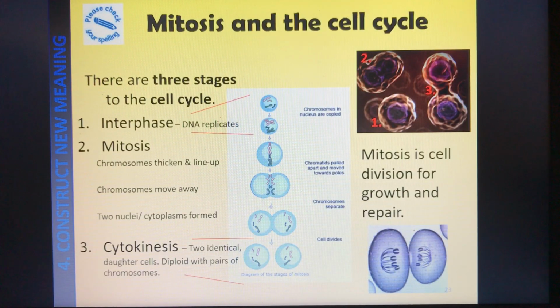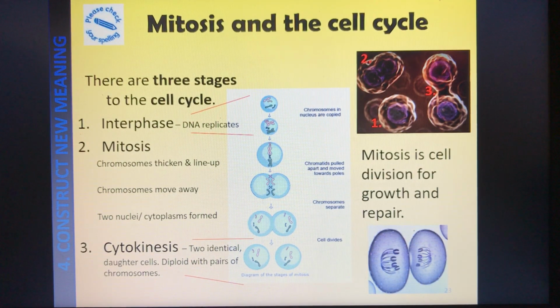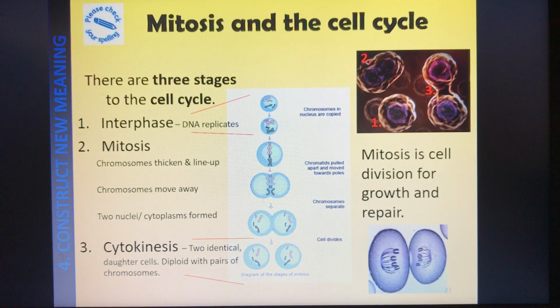Let's look at that in a summary then. There's 3 stages to the cell cycle. I've said please check your spelling because you must spell mitosis correctly, and you'll realise why when you come on to meiosis, which is a similar process but very different. There's 3 stages to the cell cycle. We started with interphase, where the DNA replicates, so single chromatids become a double chromatid joined together with a centromere that we then call a chromosome.